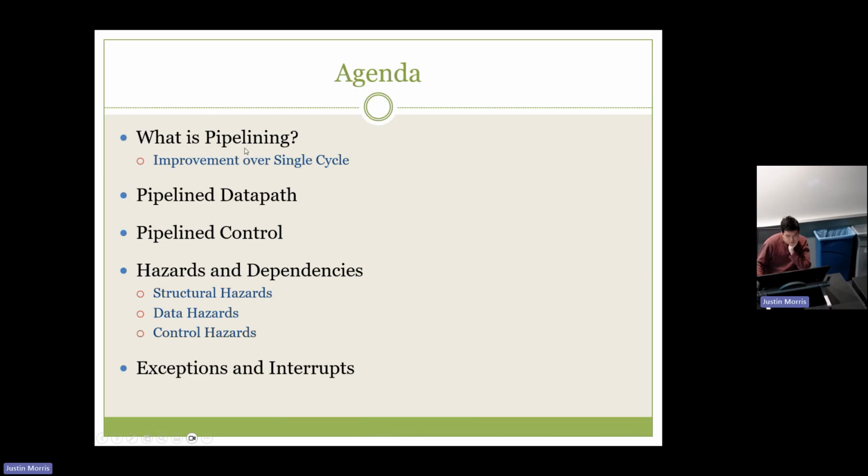We already covered what a pipeline is, how it's an improvement over single cycle designs, and we've gone over the pipeline data path. And we've also talked about pipeline control. And this is the start of hazards and dependencies. We're going to be covering data hazards. We'll talk about structural hazards, but we're not going to cover structural hazards in detail.